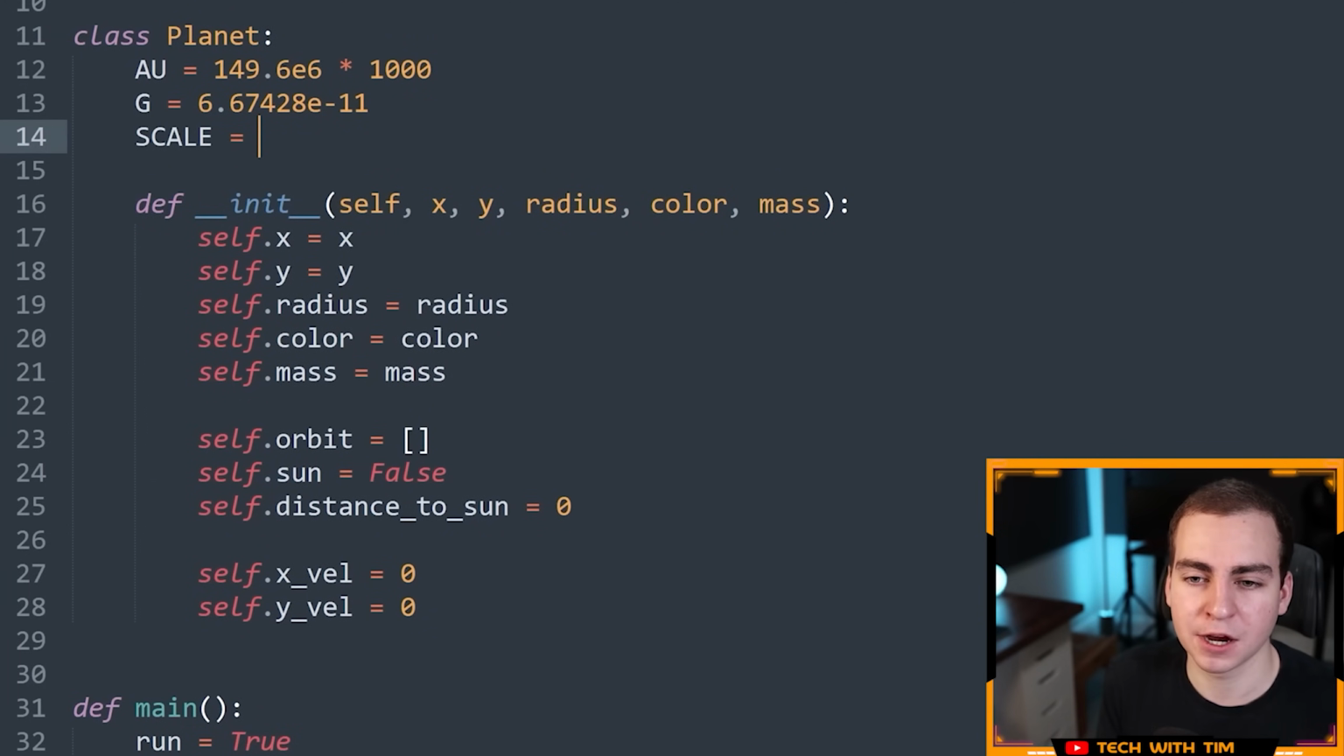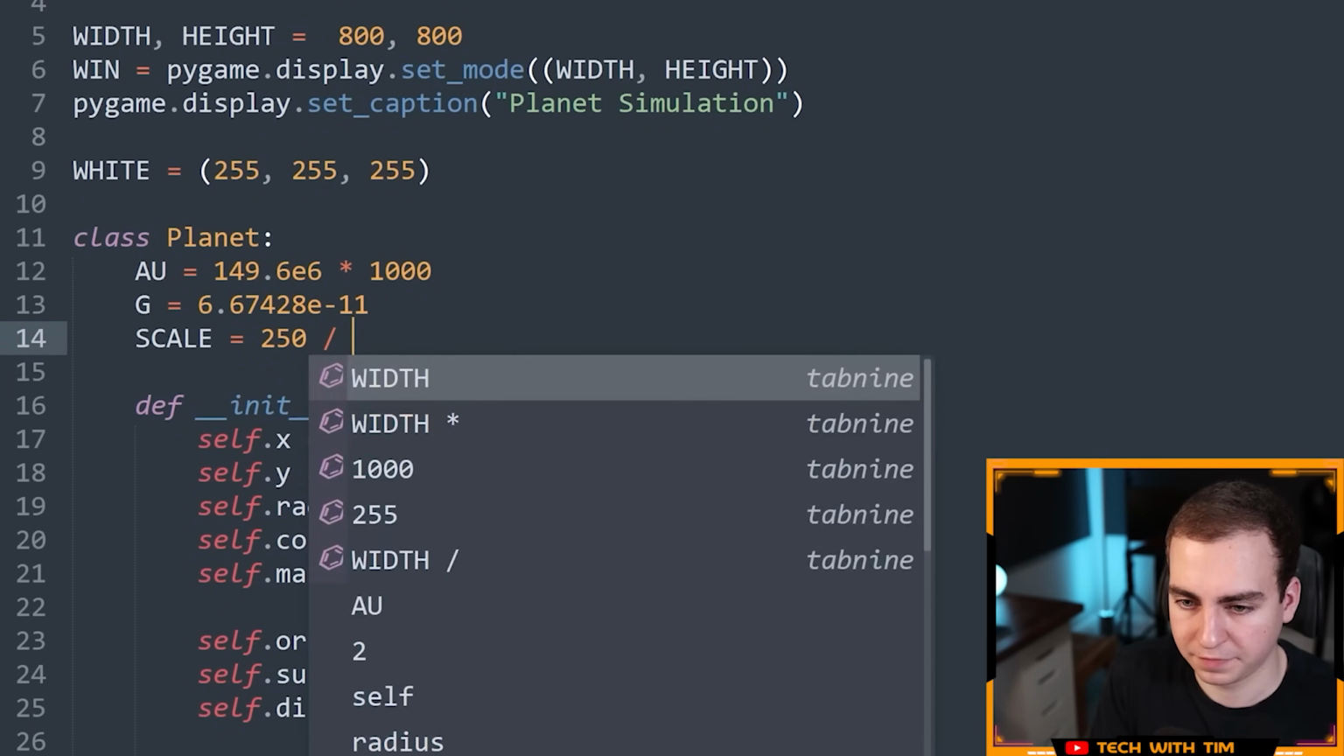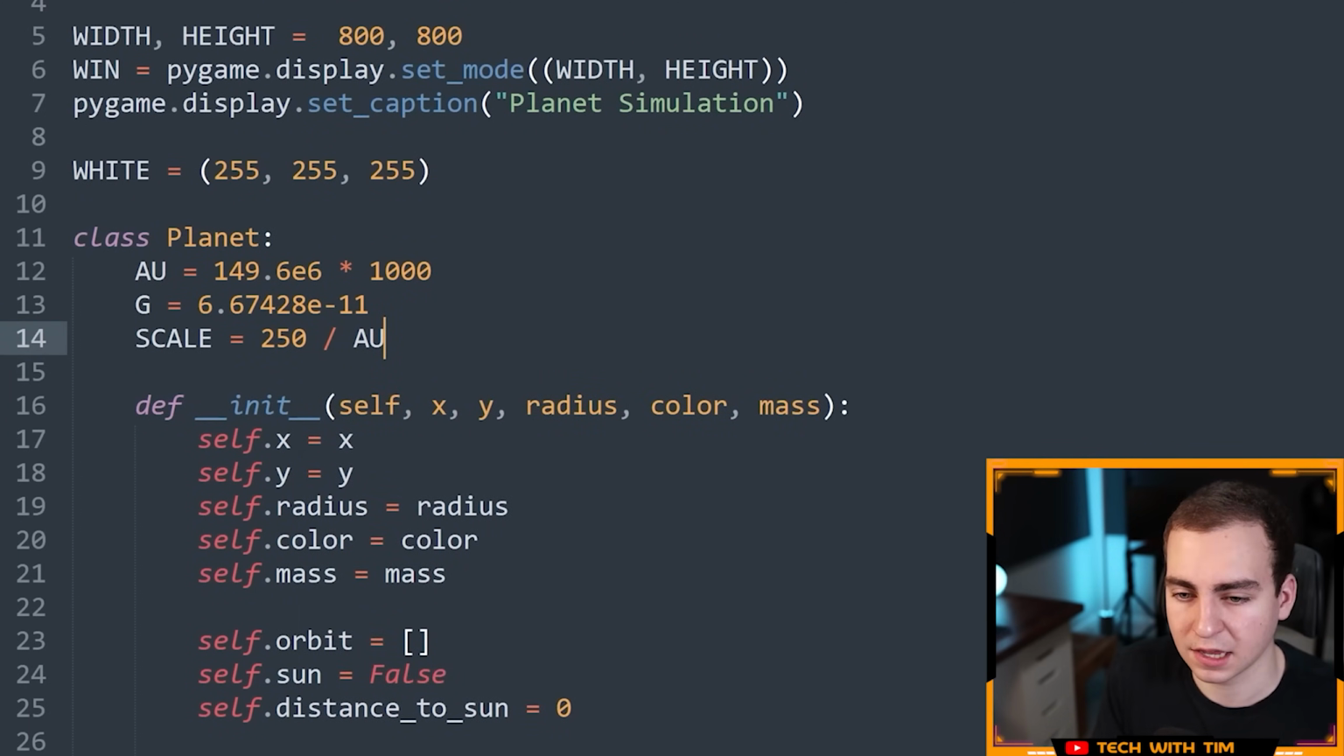So I'm going to have to figure out what 1 meter represents in terms of pixels in my Pygame scale here, because I'm only working with 800 pixels high and 800 pixels wide. Hopefully this is making a little bit of sense. But what I'm going to do here is say 250 divided by AU is the scale. Now this scale essentially says that 1 astronomical unit is going to be about 100 pixels in my Pygame program.